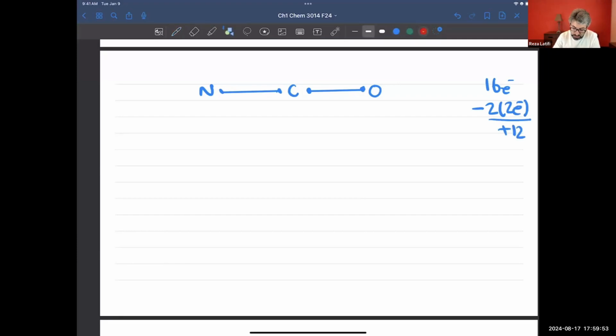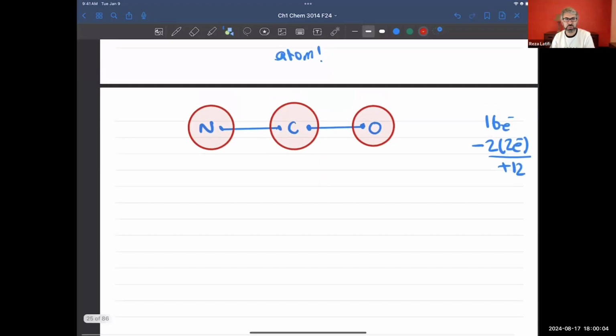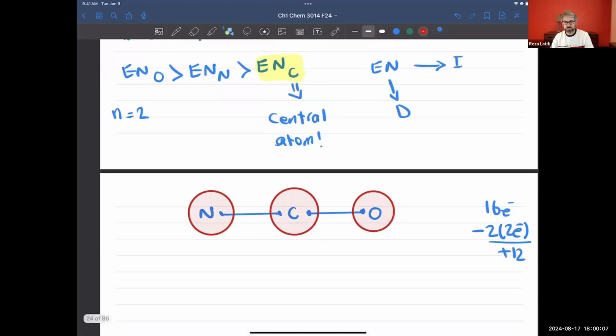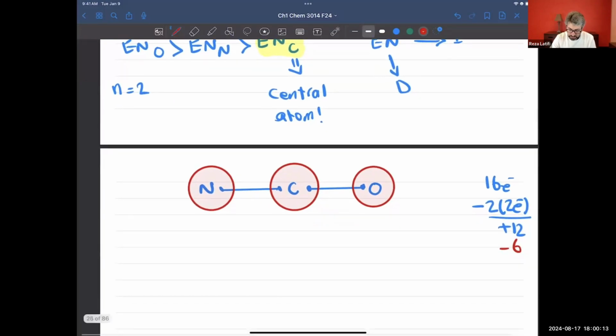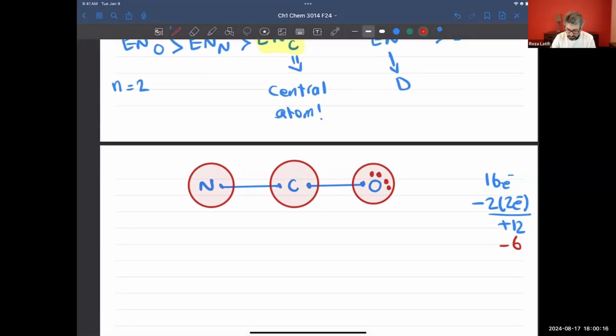You draw a circle around each element. Remember that electronegativity is telling you oxygen is the most electronegative element. So out of those 12, use 6 of them to make oxygen happy and make it active. I gave it 6 electrons, so now I have 7 electrons inside the circle. We made 1 sigma bond, plus 1, so it will be active. So oxygen is happy.